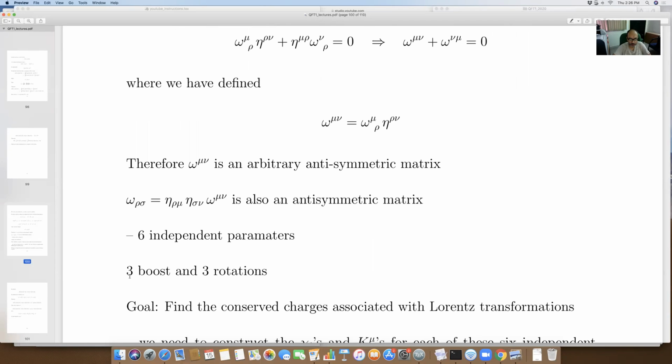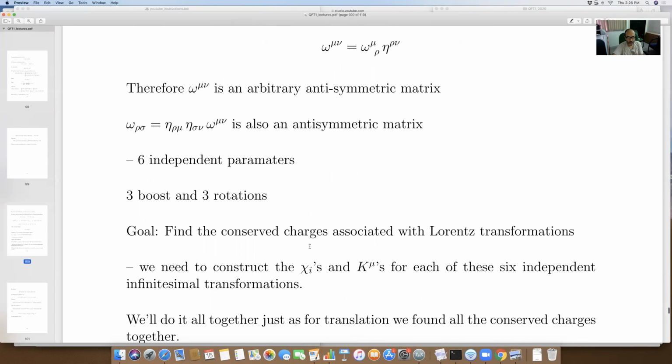There are 3 boosts, right? A Lorentz transformation contains 3 boosts and 3 rotations. So these 6 independent parameters are the 6 infinitesimal versions of the boost transformation and the rotation transformation. And our goal will be to find the conserved charges associated with Lorentz transformation.